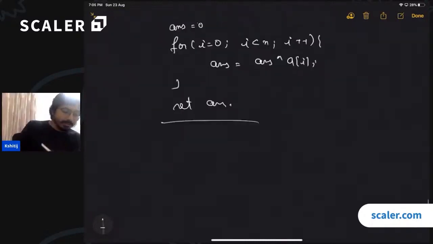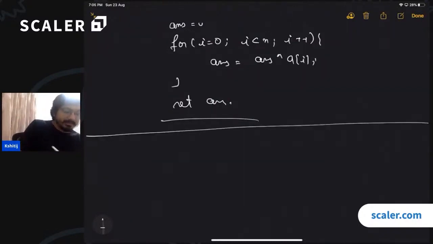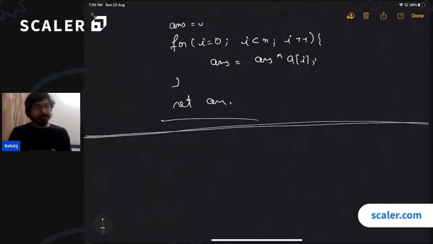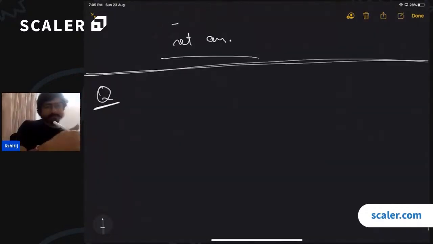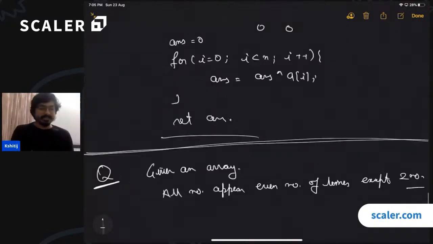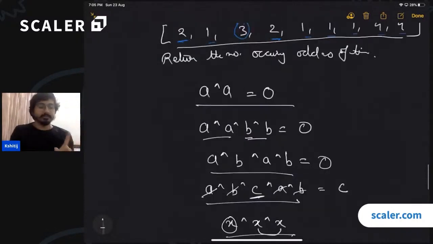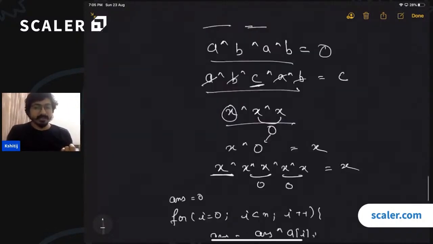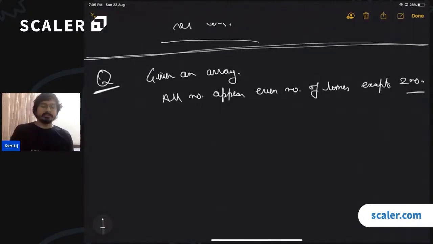Okay, now let us see another very similar question, but supposed to be a very difficult question. Let us say that you have a similar type of array where all the numbers are repeating an even number of times except two numbers, right? So initially there was exactly one number which was appearing an odd number of times. In this case, there are two numbers which are appearing an odd number of times.